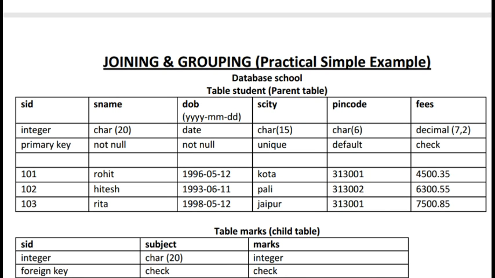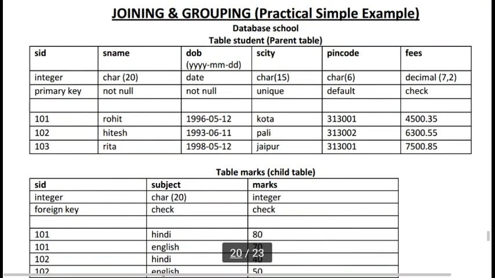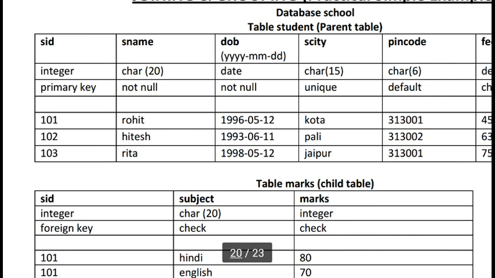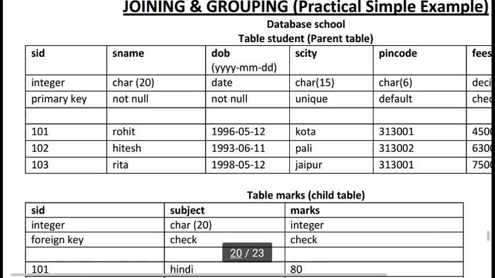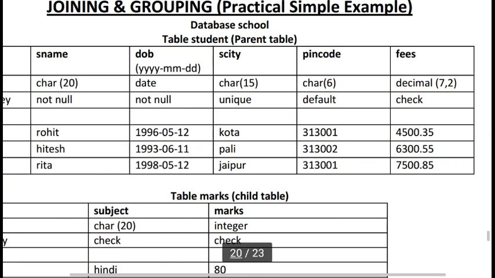A new thing is, suppose we have a database, we can also perform joining and grouping. You can see this is our data. We already discussed this, our school database. In the school database we have two tables, student and marks. In the student table you can see SID, SName, date of birth, city, pin code and fees. The data types are integer, character, date, character 15, character 6, decimal 7,2.